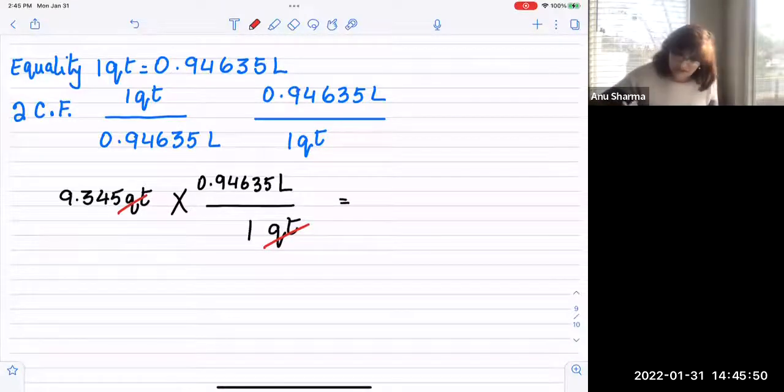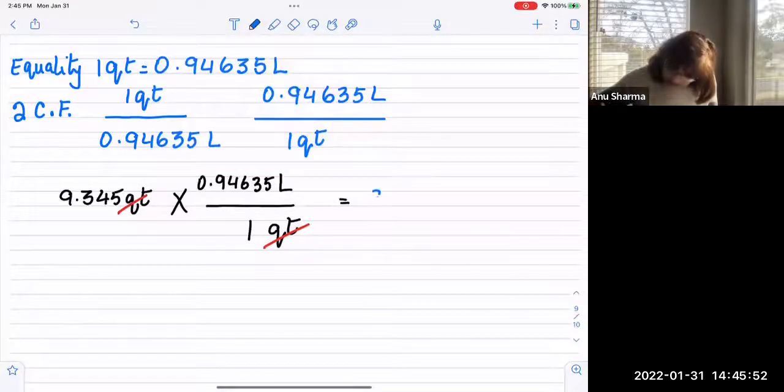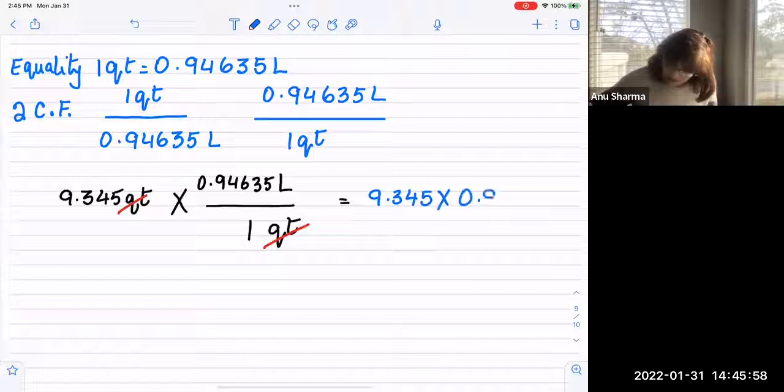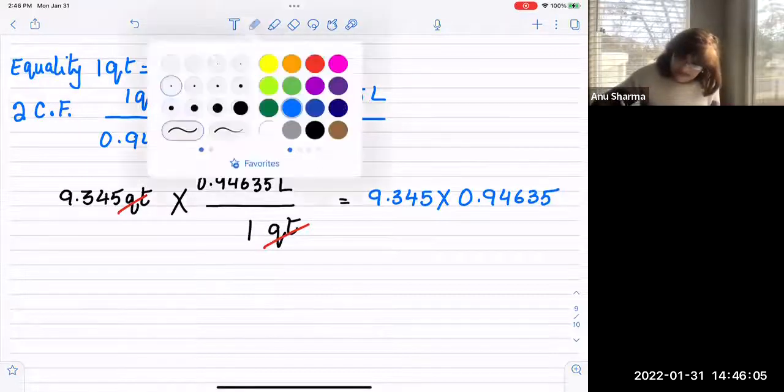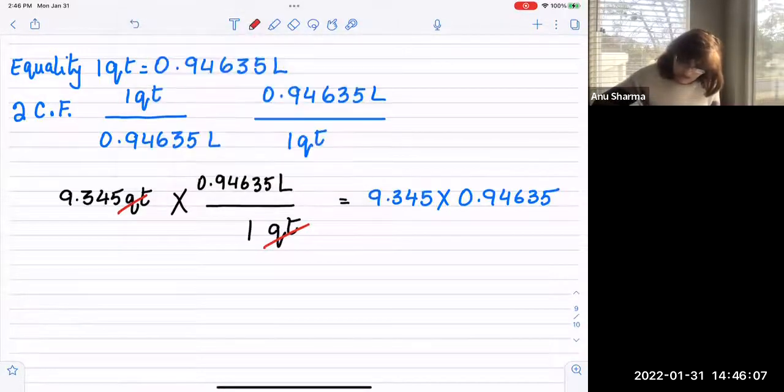And what are you left with? You are left with 9.345 multiplied by 0.94635. Now keep this in mind. This is 4 significant figures, 1, 2, 3, 4 significant figures here.